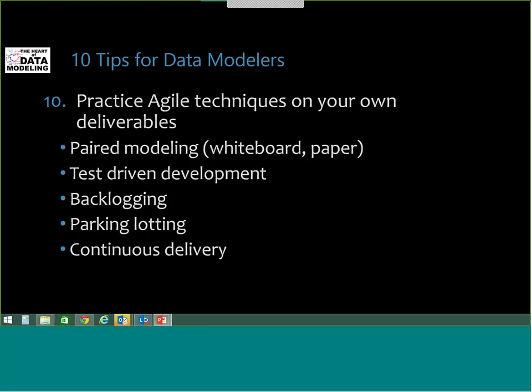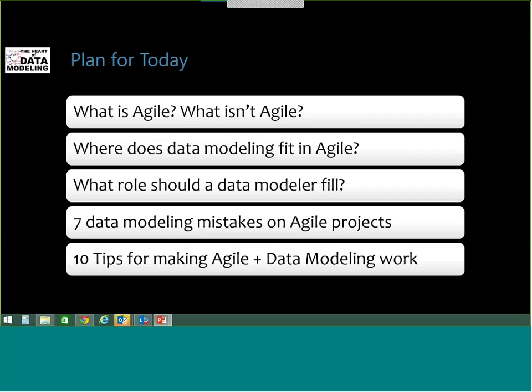And we need to be able to change, to know our tools well enough and to have tools that allow us to do continuous delivery. So that was our plan for today. I'm going to be looking at the questions in a minute. I did the 10 tips.